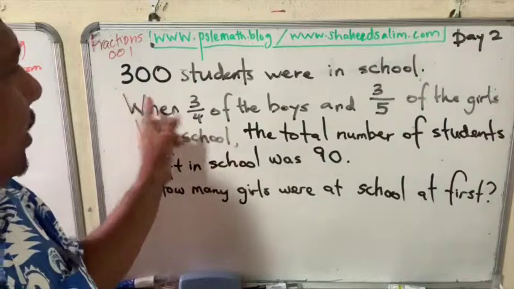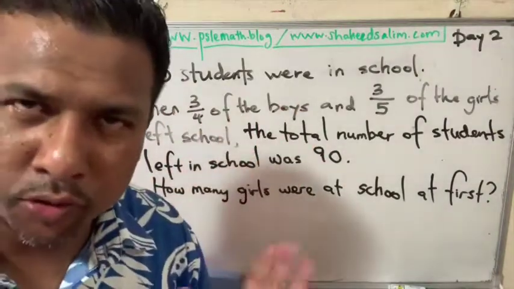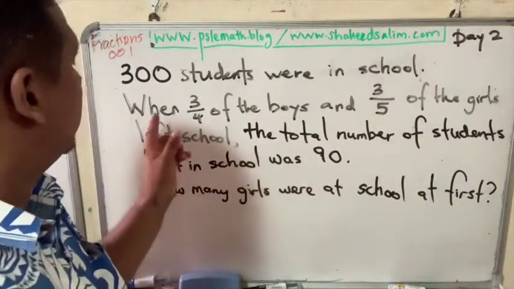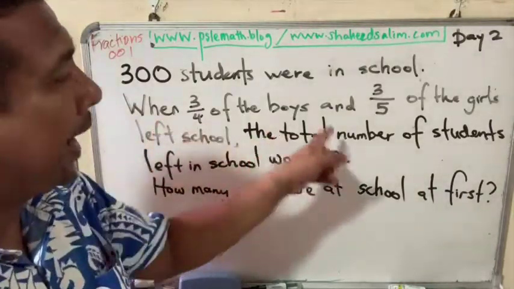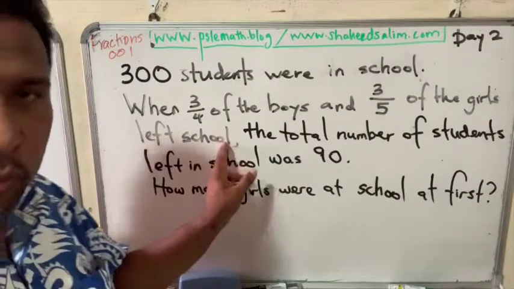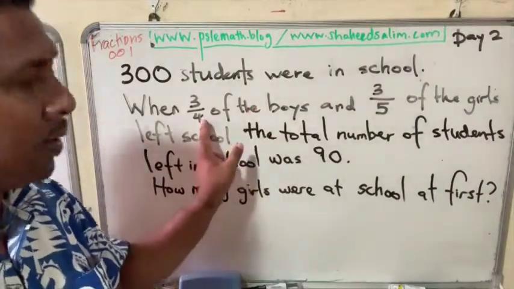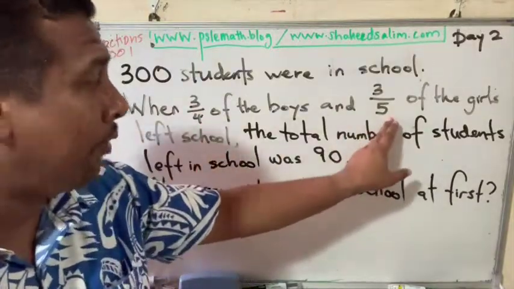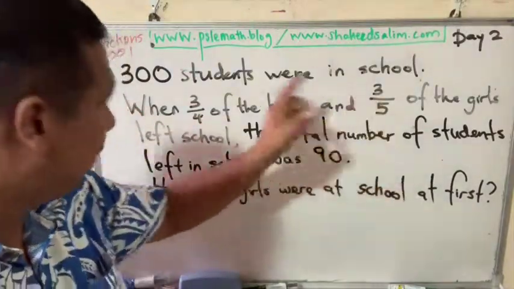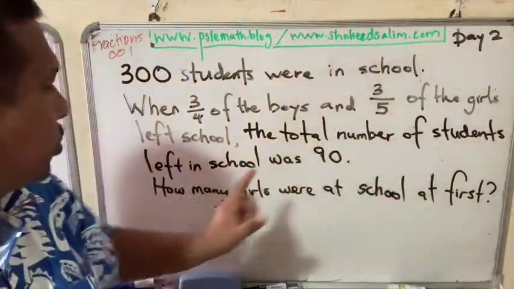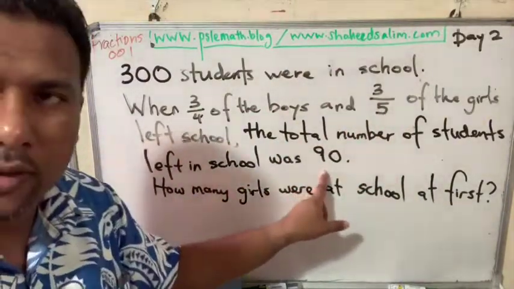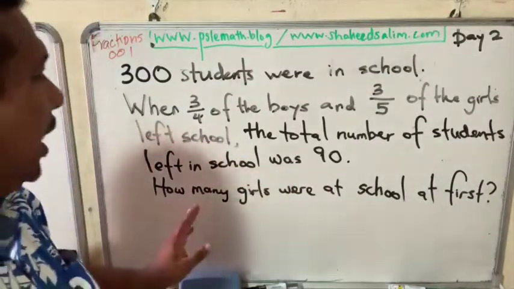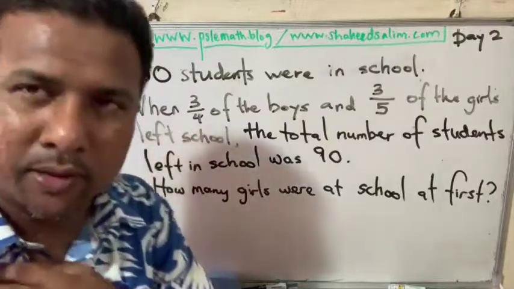300 students were in school. There were 300 students in school, and the students are made up of boys and girls. So when 3/4 of the boys and 3/5 of the girls left school, 3/4 of the boys, more than half, left school, and 3/5 of the girls, also more than half, leaving school. The total number of students left in the school was 90. How many girls were at the school at first?